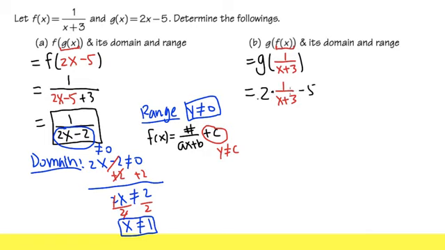Alright, this is like 2 times this. So we can just say this is equal to, let me see, this is like 2 times this, which is just 2 over x plus 3. And then on the outside, we have the minus 5. So this right here is the result of g of f of x.